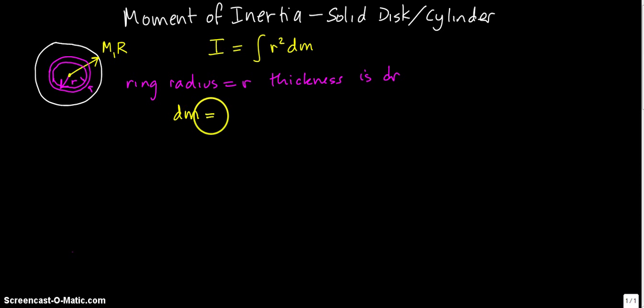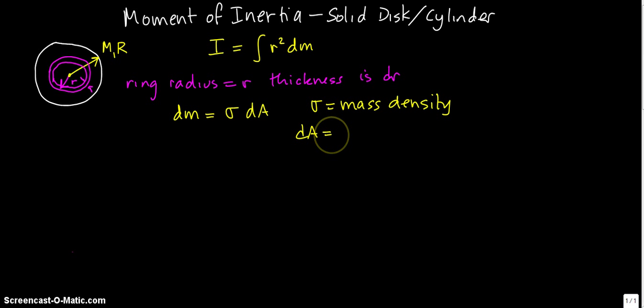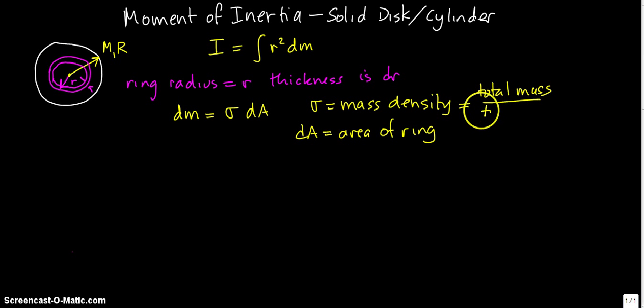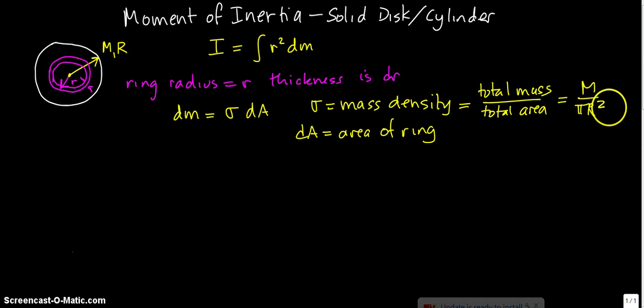So dm is equal to the density times the area. Sigma is the mass density of the disk, and dA is the area of the little ring. So the mass density is the total mass divided by the total area. Sigma is an area density, unlike lambda, which is a length density. So the total mass is m, and the total area is pi r squared. So our density is m over pi r squared.